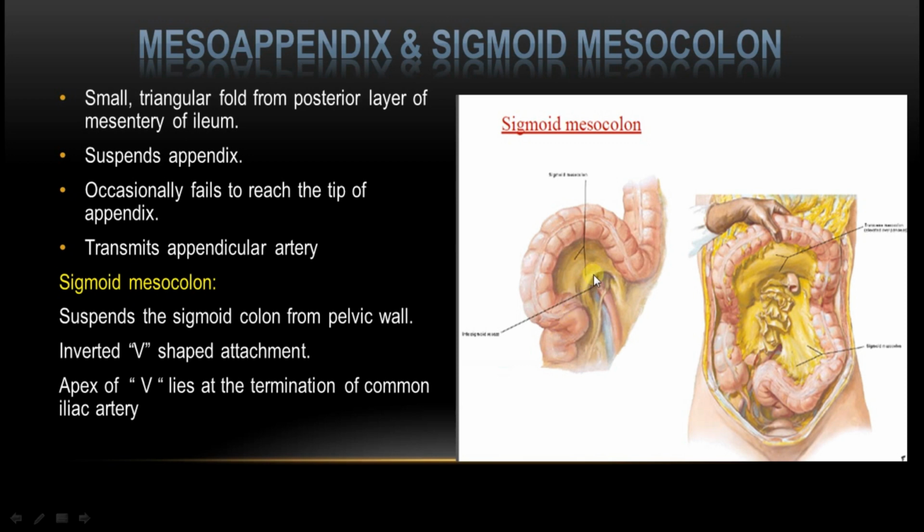So it is somewhat V-shaped, and mainly it transmits the superior rectal vessels and nerves, which are branches of the inferior mesenteric artery. So that is the sigmoid colon, and the fold is the sigmoid mesocolon. It will have a right limb, a left limb and an apex. So it transmits the superior rectal vessels.